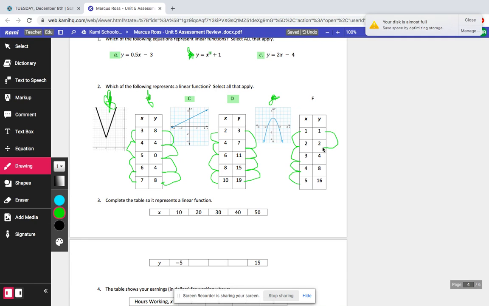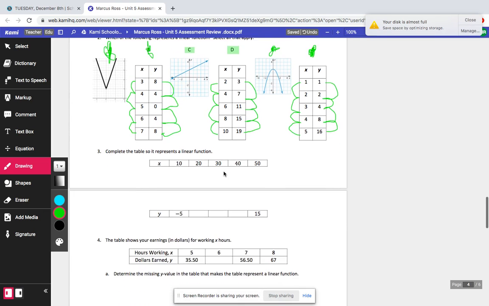This is changing by 1, 1 to 2, but then it changes by 2, and then it changes by 4, and then it changes by 8. So this is not a linear function because it does not have that same constant rate of change. So only C and D are linear functions.